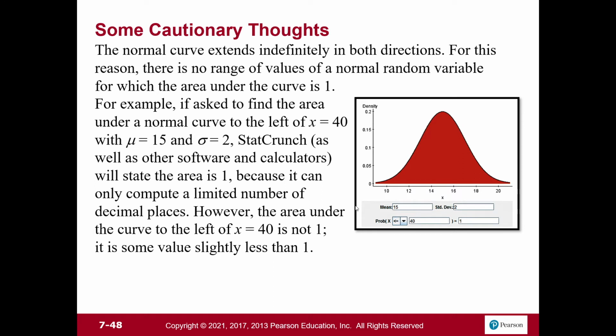Alright, looks like StatCrunch will do it as well. You would put in the mean, standard deviation, and what area you're trying to find. And it will spit it out. It will give you the answer. In this case, it's 1 exactly. So the entire chart.